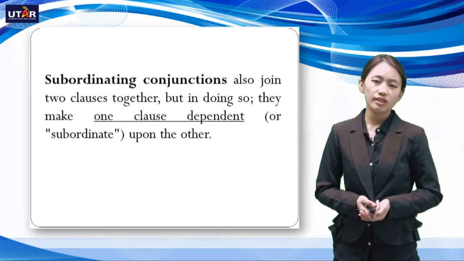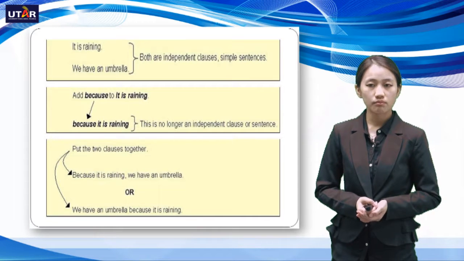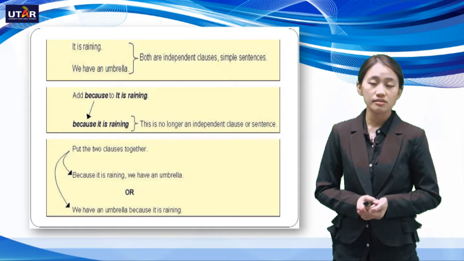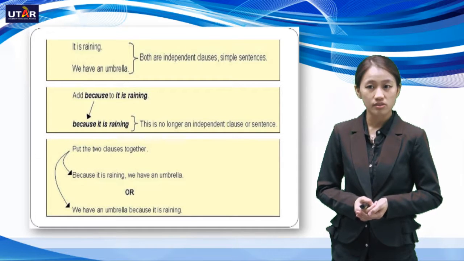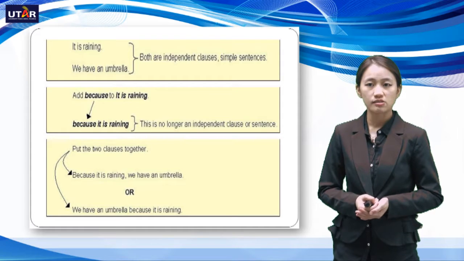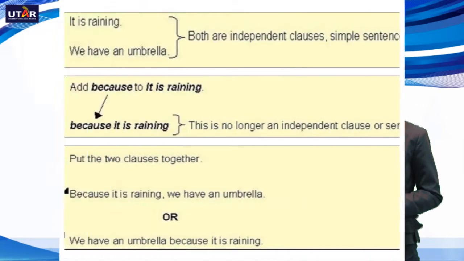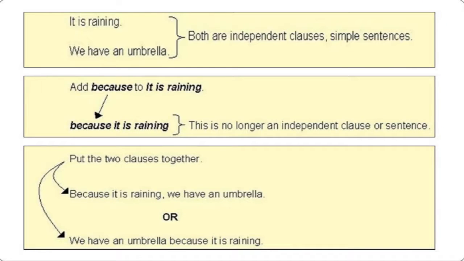So the example here, it is raining. We have an umbrella. So both of these sentences are considered independent clauses. They're basically simple sentences. As you can see, it is raining. It is your subject. Is raining is your be verb followed by raining. In this case, we have an umbrella. We would be the subject. Have would be the verb. And umbrella would be your object. So if you look at it in terms of grammar, it is a simple sentence.